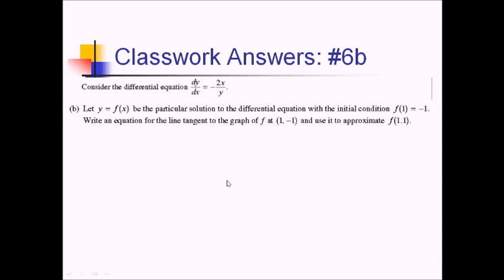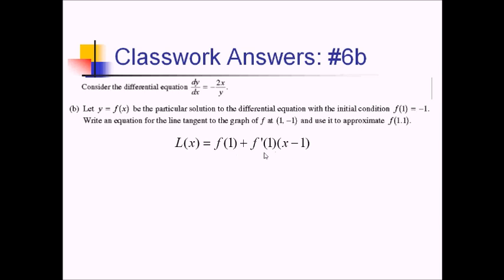So I'm going to use my tangent line formula. L of x equals f of a plus f prime of a times x minus a. In this case, since 1 is our launching off value, I'm going to write that L of x equals f of 1 plus f prime of 1 times x minus 1. We already know what f of 1 is. It's going to be negative 1. It's the y value when x equals 1.